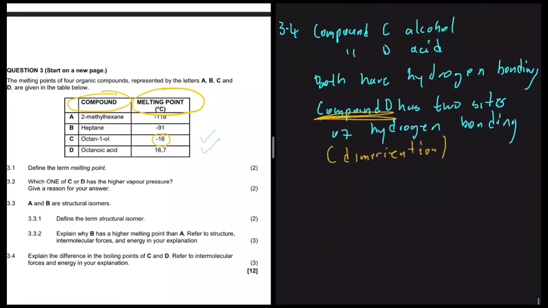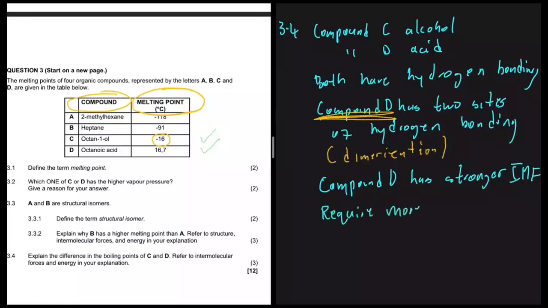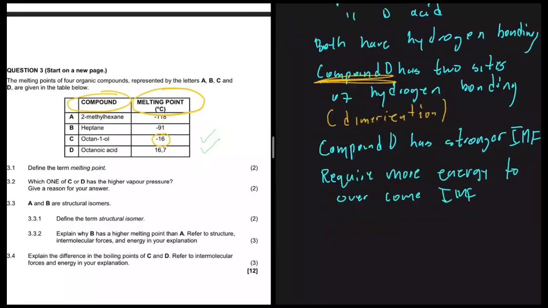So we say that compound D has two sides of hydrogen bonding, right? If it has two sides of hydrogen bonding, then what does it mean? It means our compound D has stronger intermolecular forces, right? And then what do we know about compounds that have stronger intermolecular forces? They require more energy to overcome the intermolecular forces. And if it requires more energy to overcome the intermolecular forces, then the boiling point of compound D will be greater than that of compound C.